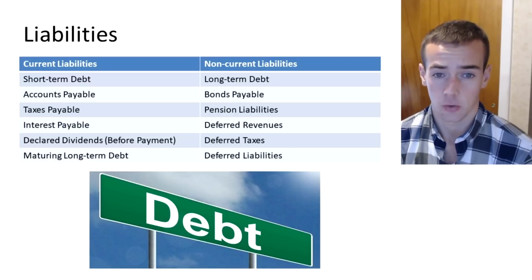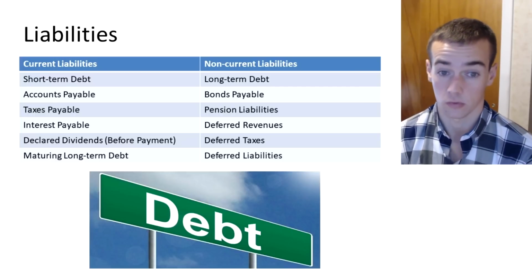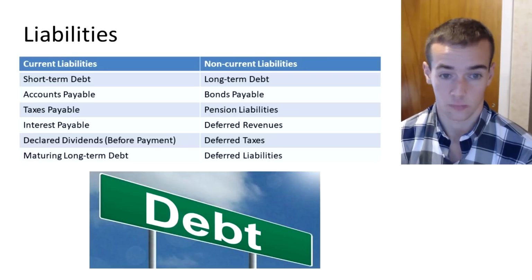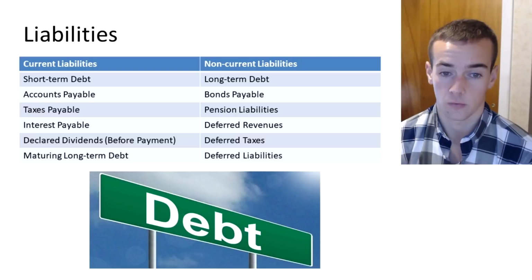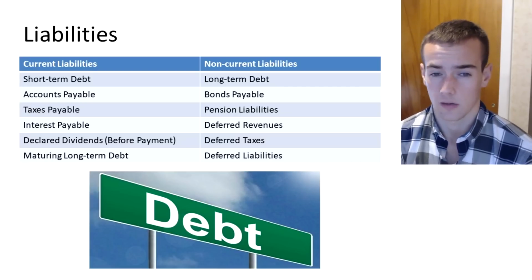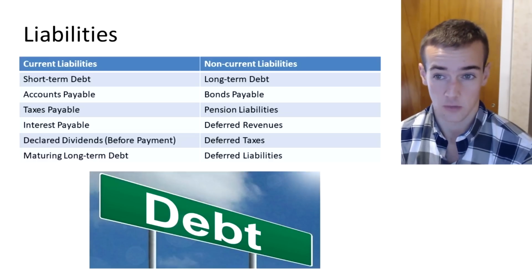And then the non-current liabilities, the debt that is due further out into the future, this would be your long-term debt, your bonds payable if the company has issued corporate bonds, any pension liabilities, and then any deferred revenues, taxes, or liabilities. So again, when you're looking at the company balance sheet and you see current versus non-current liabilities, these are items you would expect to see under each of those.